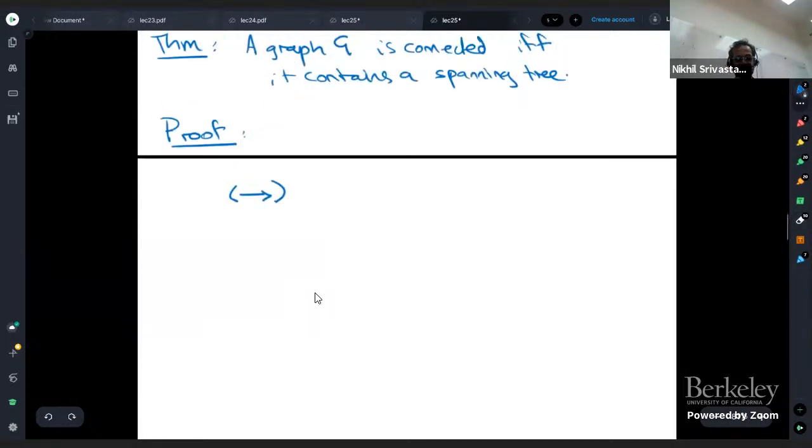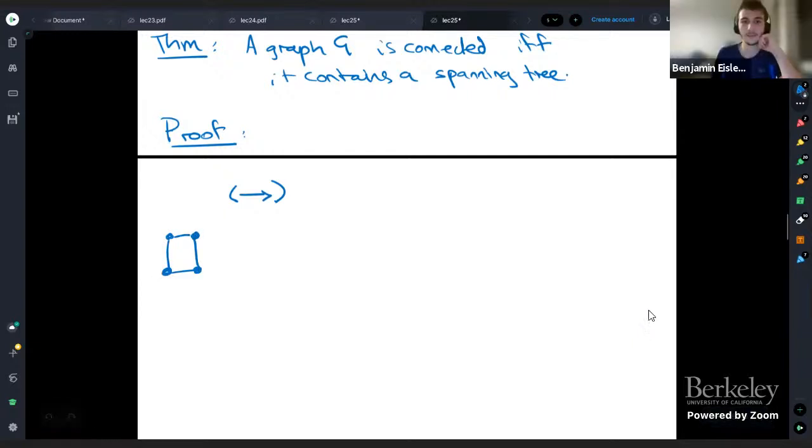The more interesting direction is this. If the graph is connected, then it has to have a spanning tree. So anybody have any thoughts about why that would be true? Let's look at some examples. Let's look at our example G from before, right? Something interesting in the chat.